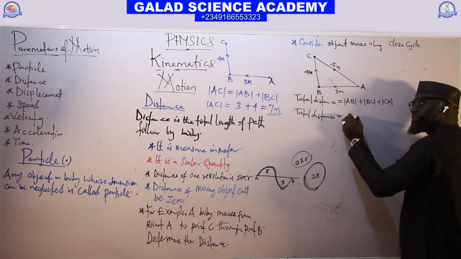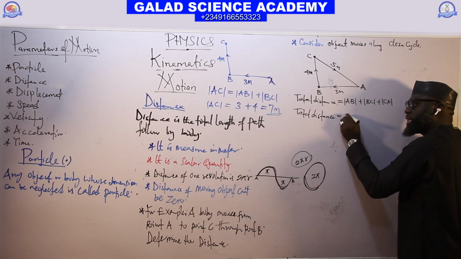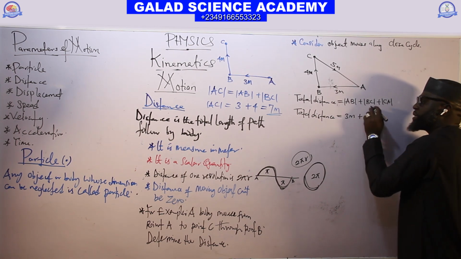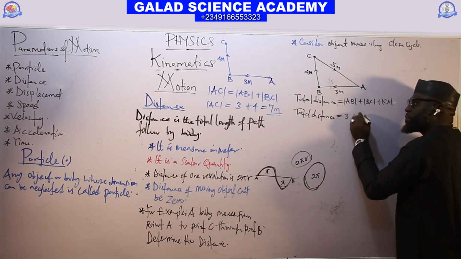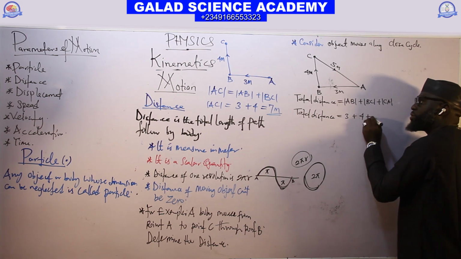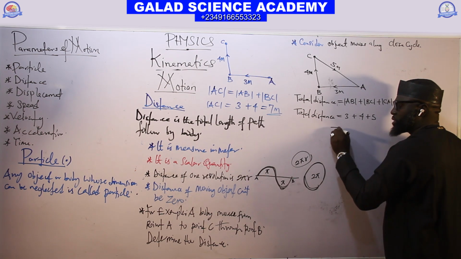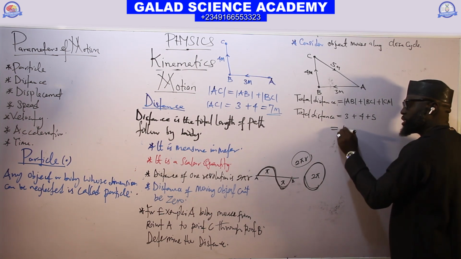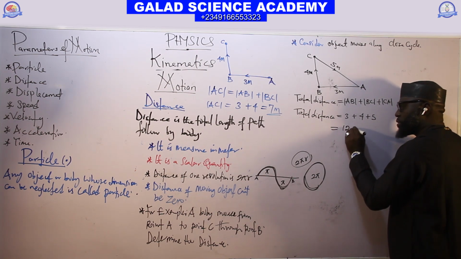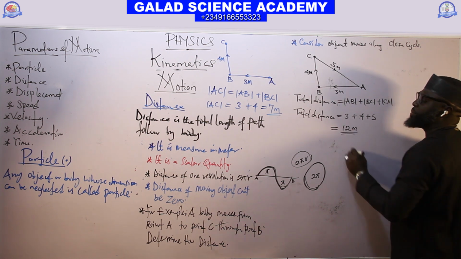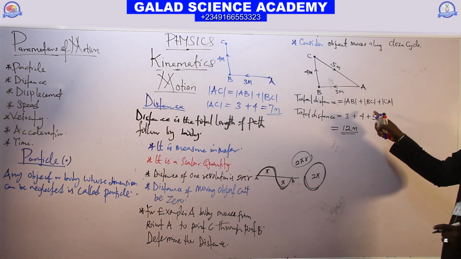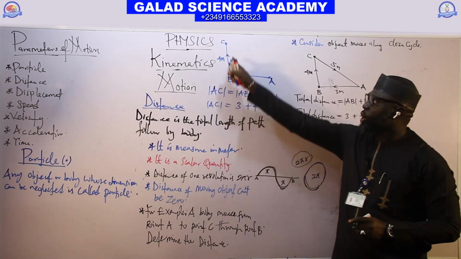covered. AB is 3 meter. BC is 4 meter. CA is 5. Add it together, we are going to have 7 plus 5, this is 12 meter. That will be the total distance. For this one is open.